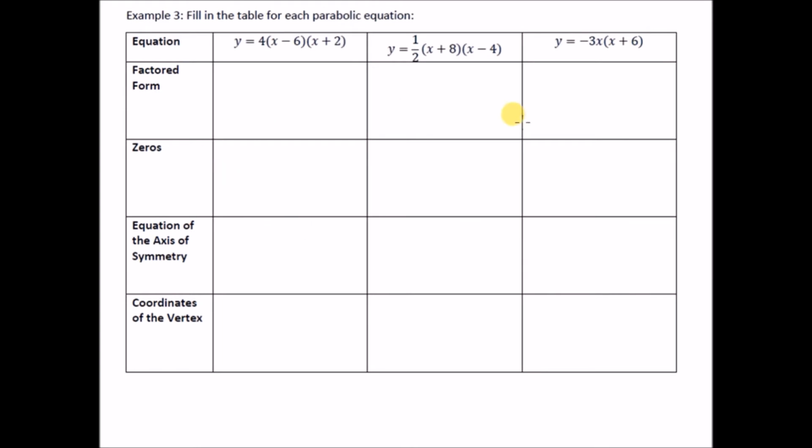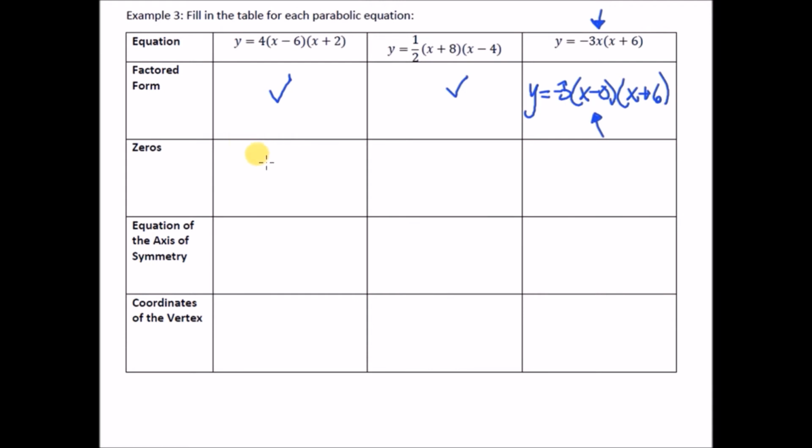Couple activities. So let's fill in the chart for each equation. So the equation in factored form, this one's already in factored form, and this one's already in factored form. But this one, let's just take a look here at this x. We can write this as negative 3, x minus 0, and then x plus 6. So this puts it a little bit more into factored form.